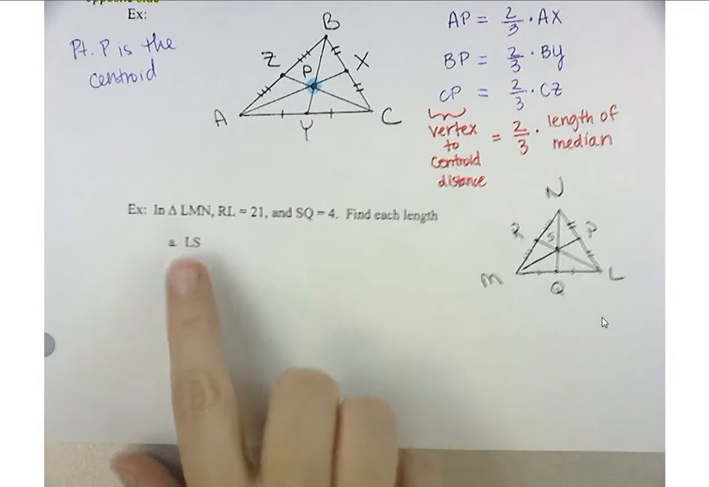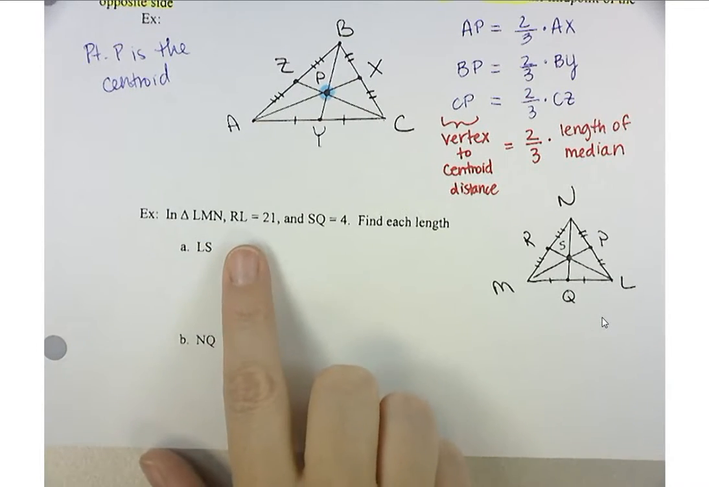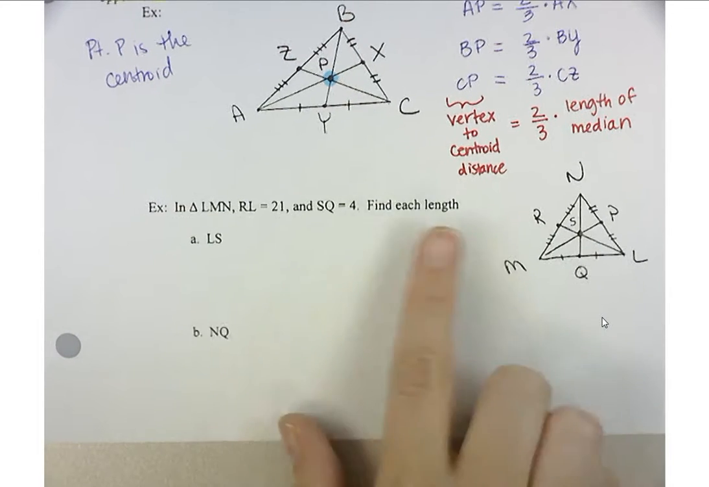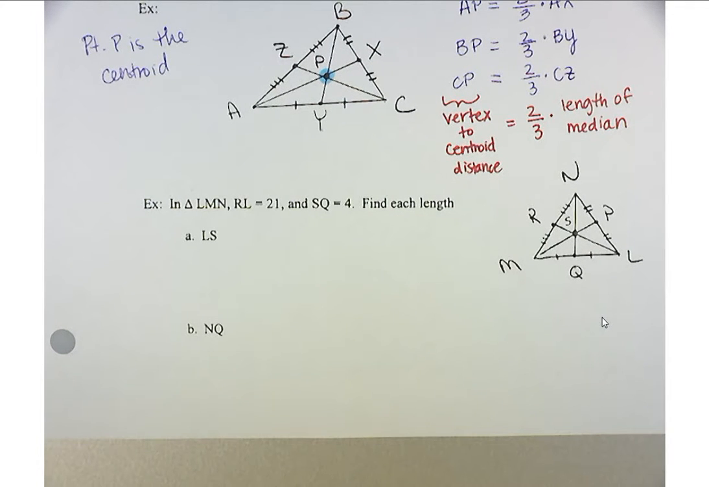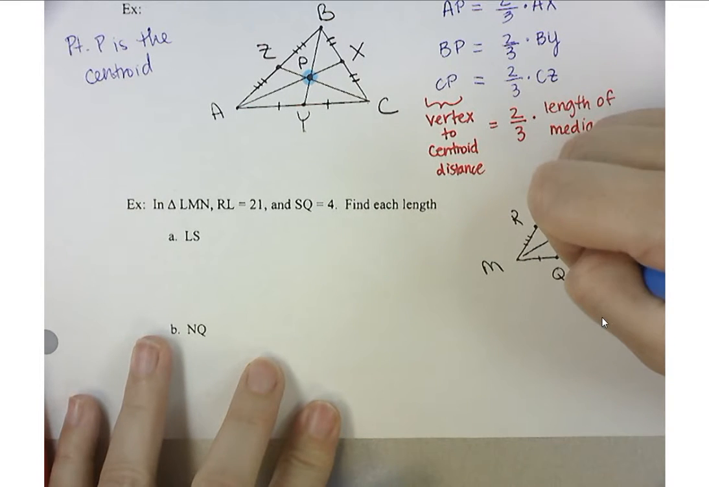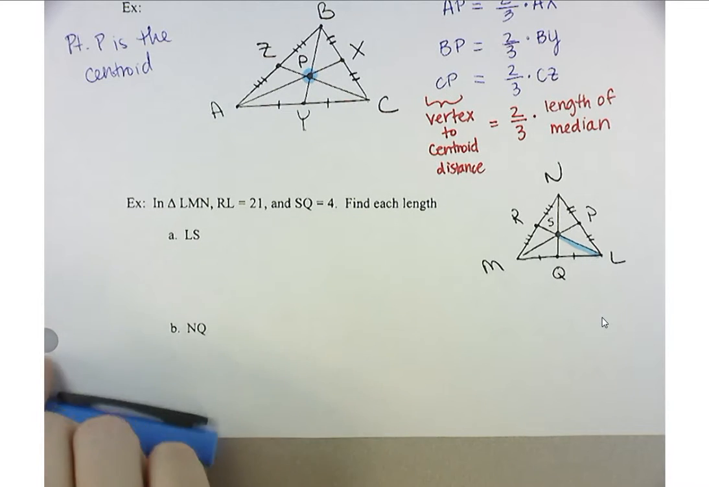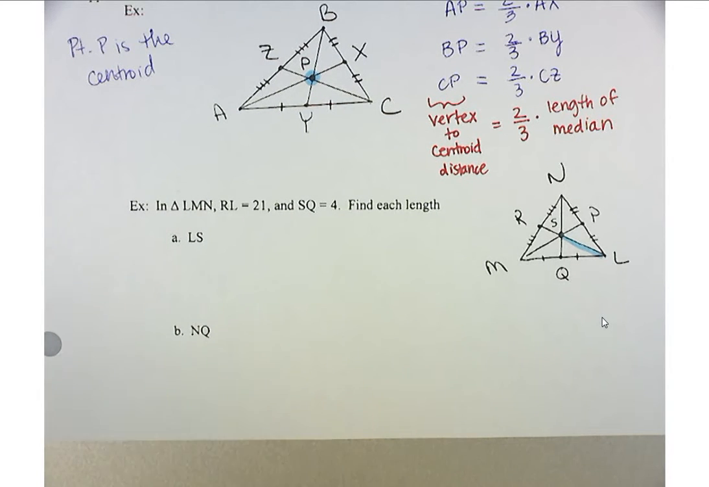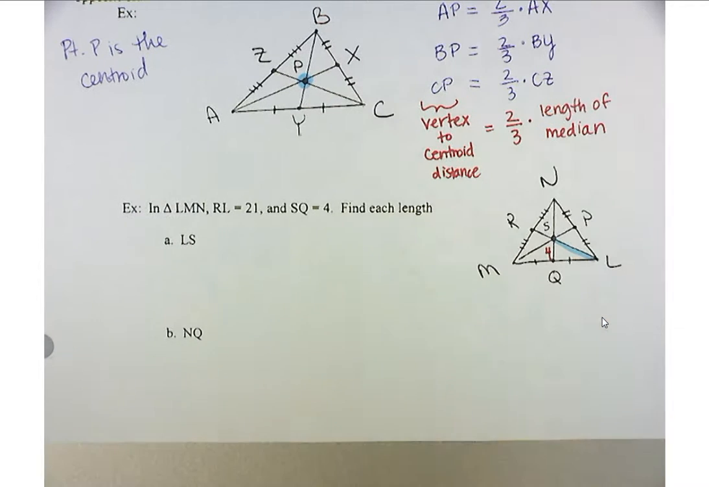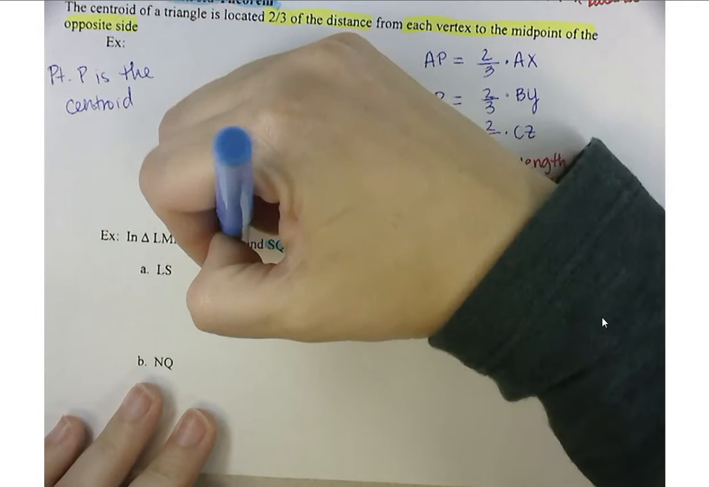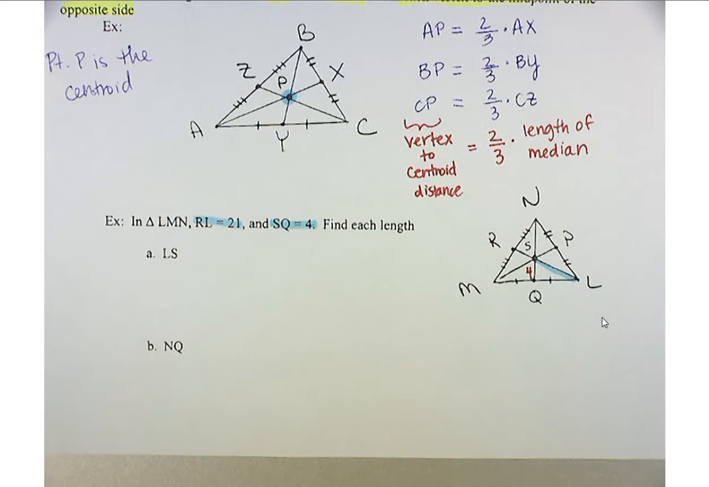Okay, so then we're going to use that in our next example. So it says in triangle LMN, RL equals 21 and SQ equals 4, we're going to find each length. Okay, so the first thing that we're going to find is LS. And I'm just going to highlight what we're trying to find. So we're trying to find LS, and we were given that SQ equals 4, so that's something that I might want to label on my diagram. The SQ is 4, and the RL is 21.